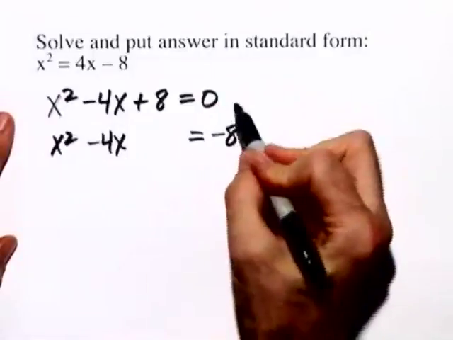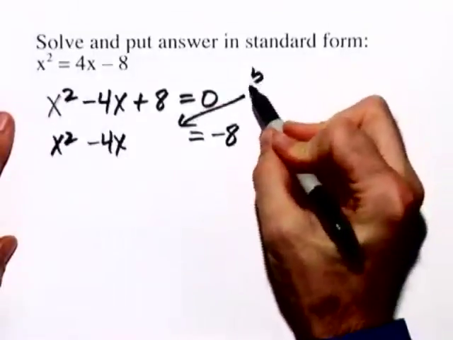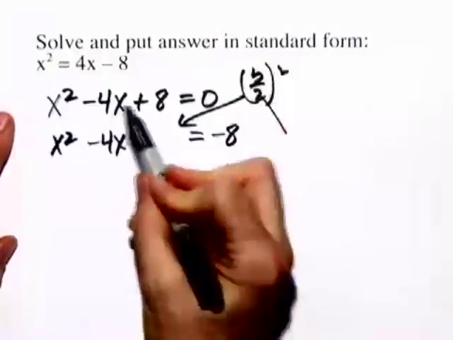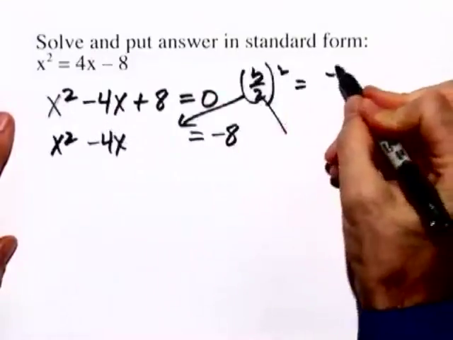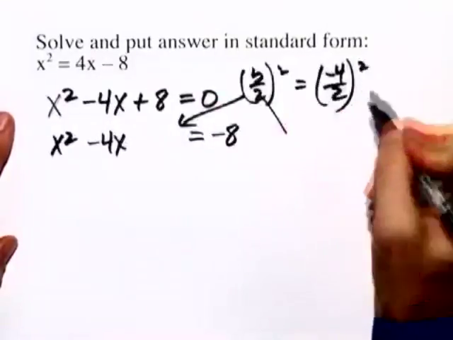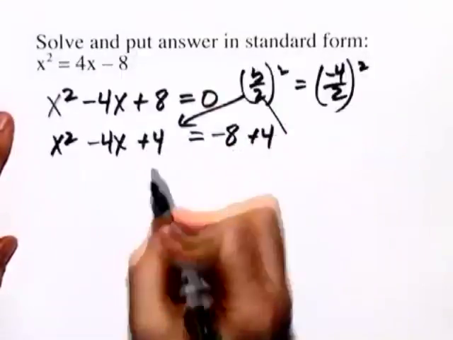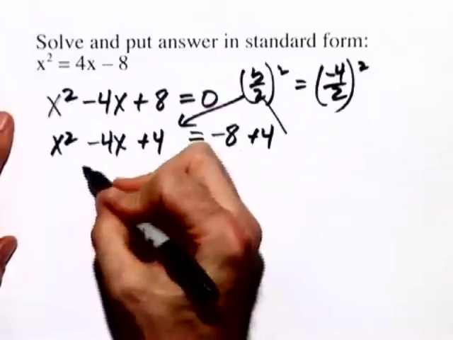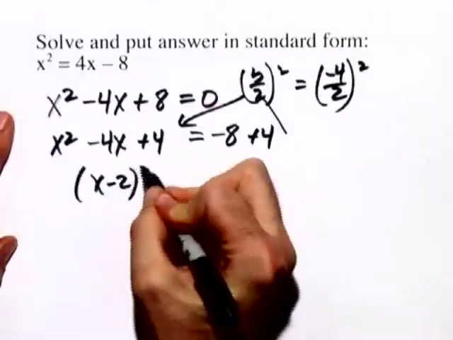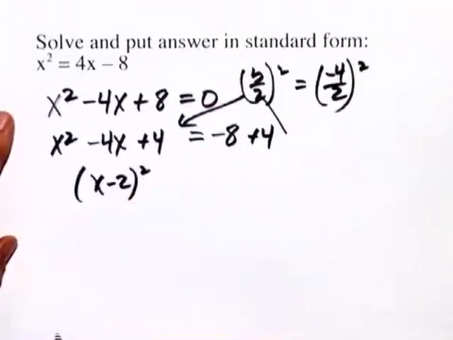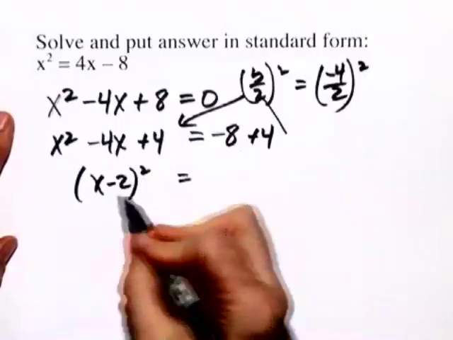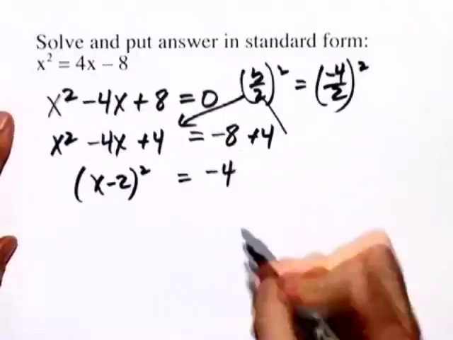Now, the correct number to put here is always (b over 2) squared. Since b in this case is negative 4, we have (negative 4 over 2) squared, which gives us 4. So if we add 4 to both sides, we will now have a perfect square on the left. The perfect square is (x minus 2) squared, because (x minus 2) squared is equal to this trinomial. So at this point we have (x minus 2) squared equals negative 4.